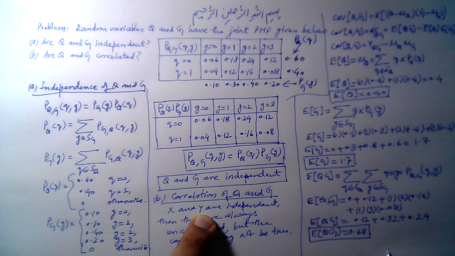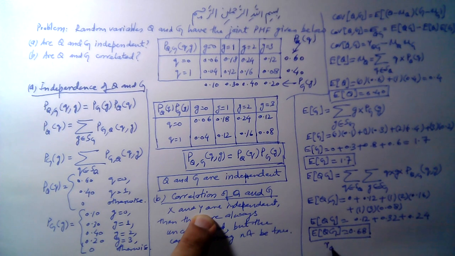So the correlation of QG is 0.68, and this is non-zero, which means that random variables Q and G are not orthogonal, right? Had it been 0, we could have said that Q and G are orthogonal. But these are not orthogonal.